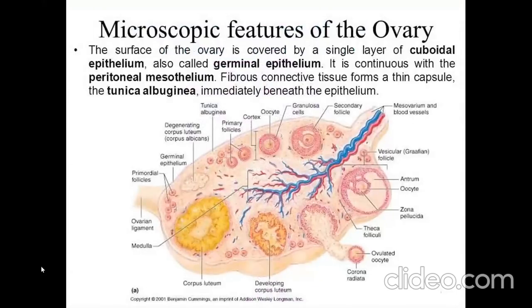Here is another photo of the microscopic features of the ovary. This photo also gives a summary of the stages of development of the follicles. We have primary follicles, then the oocyte, the secondary follicle, then the Graafian follicle, and finally an ovulated oocyte, and then that follicle degenerates to the corpus luteum.